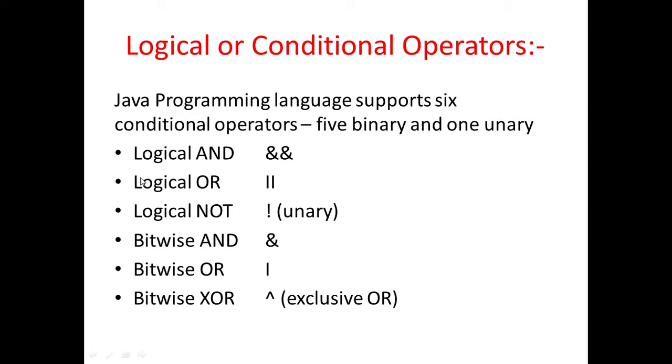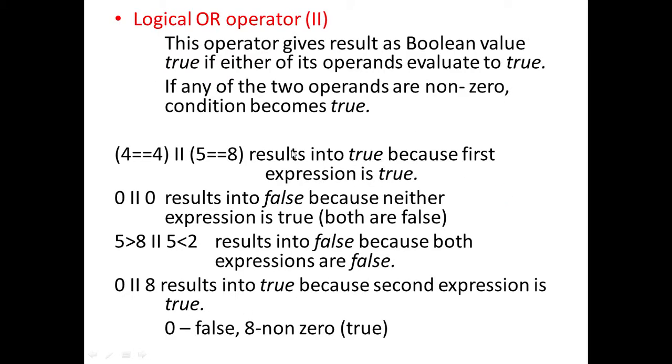We are going to study logical and, logical or, and logical not. We will not study bitwise and, bitwise or, and bitwise exclusive or in this chapter. So we are going to study the first one, logical or operator. What is the use of logical or operator? Logical or operator gives result as Boolean value, means true or false. So these are actually used to check if something is equal to something or not.